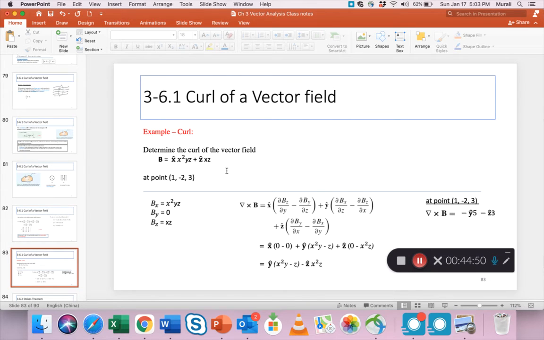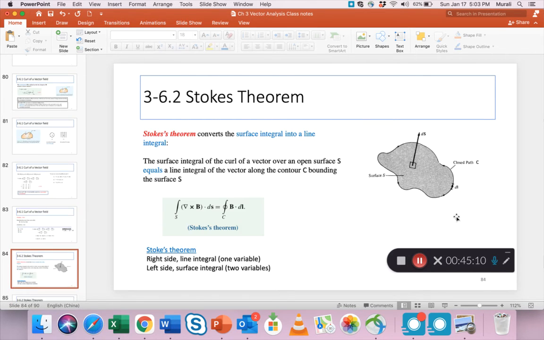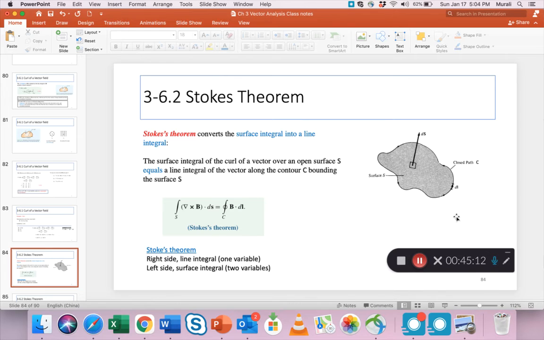Here's an example on determining curl. This is not from our textbook, but I brought it from somewhere else. You can see how, if you're given XYZ coordinates in this way, a non-uniform vector, you do the curl calculation, and at a certain point, how you derive the actual curl. Okay. Stokes theorem also is something we need to become comfortable with.